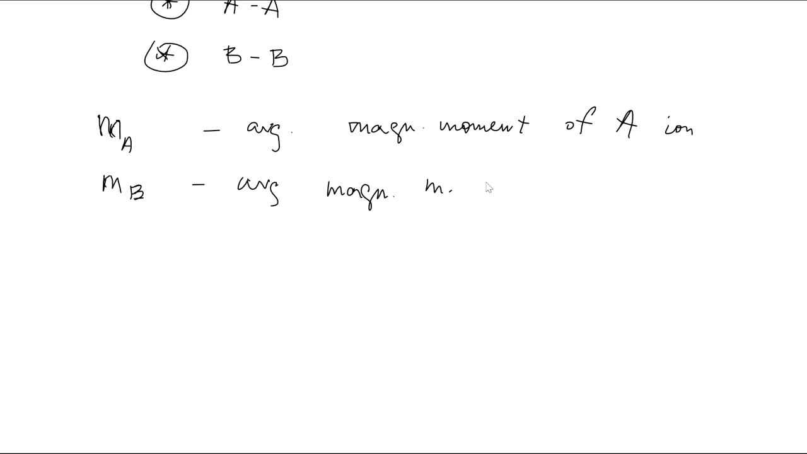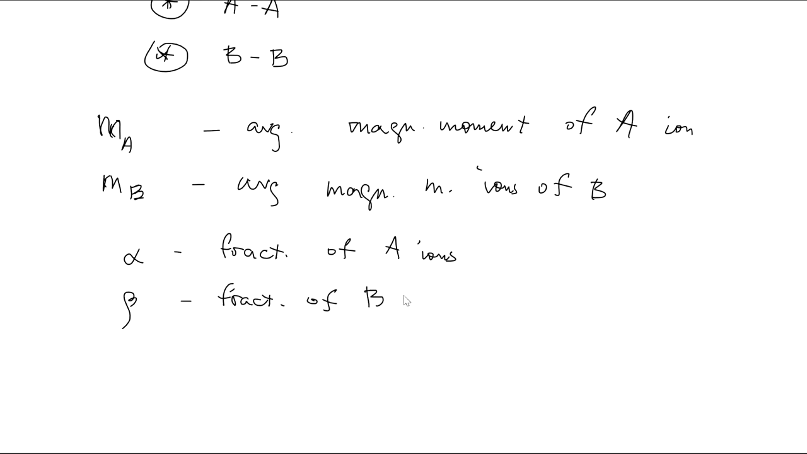So ions of sublattice B. So this is a better way to say it. Okay, so now we will also introduce fractions. So let's say alpha would be a fraction of A ions, of all ions, and beta would be a fraction of ions of sublattice B. So obviously the lattice is formed of magnetic ions A and B, therefore our beta and alpha should be equal to 100%, or we can say that beta is equal to 1 minus alpha.